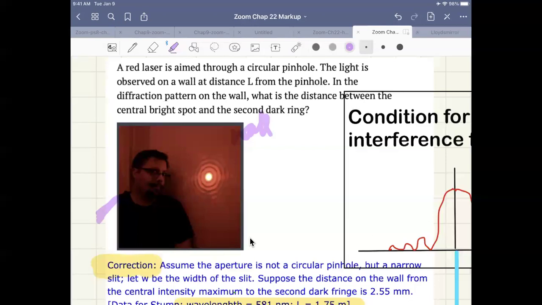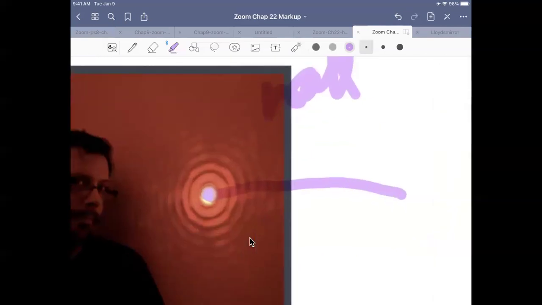And in the diffraction pattern on the wall, what's the distance between the central bright spot? That'll be equal distance all the way around. So that'll be constructive interference at the center. And the second dark ring. So the second dark ring would be, I don't know, here's the central spot, dark ring, dark ring. So it would be this distance, I guess.